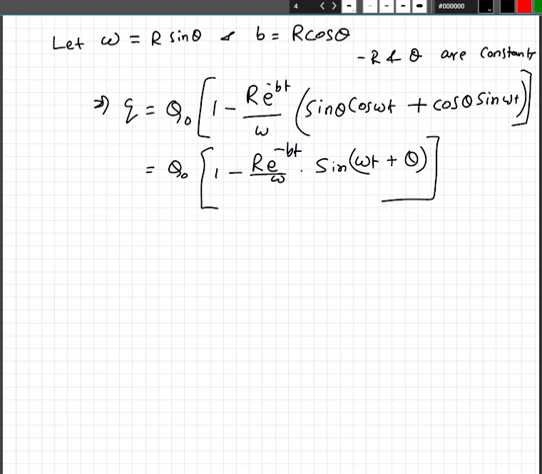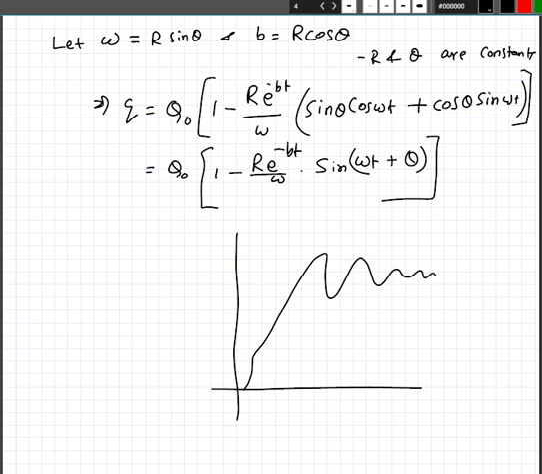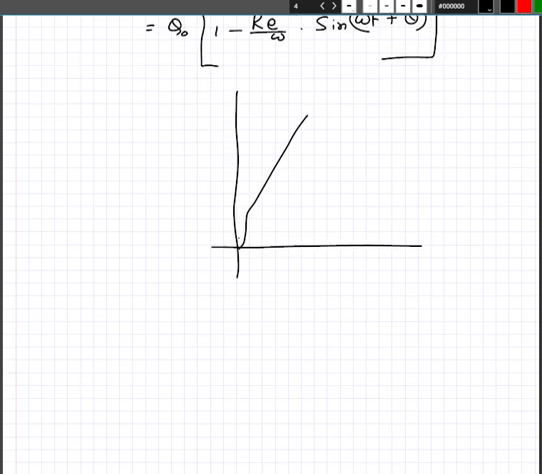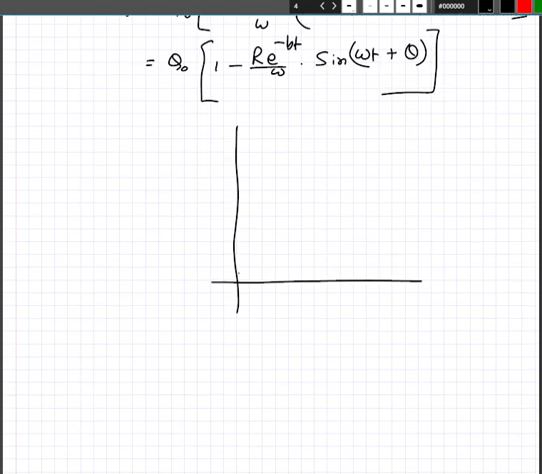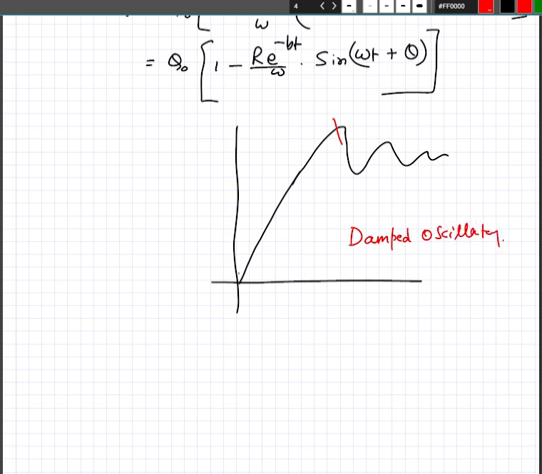So what this represents is a damped oscillatory response. It is like that, and then something like that it represents. It has two parts, we will discuss that, quick rise and then oscillatory. So this is known as damped oscillatory.